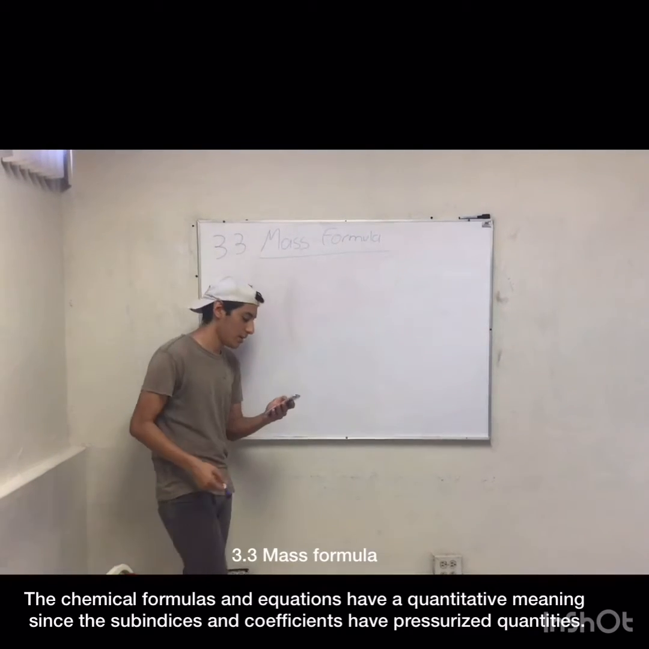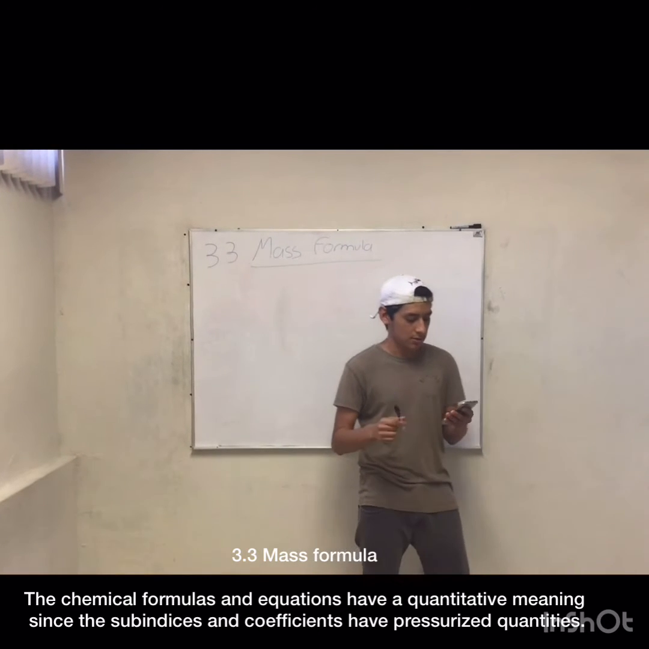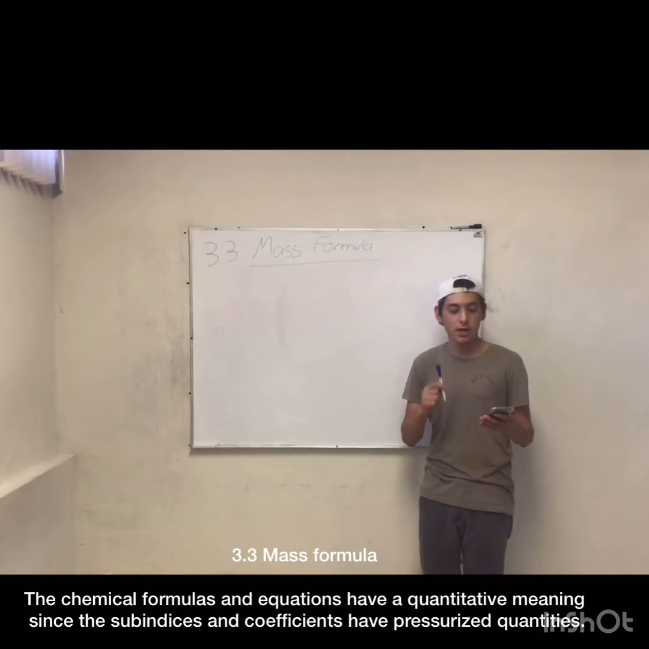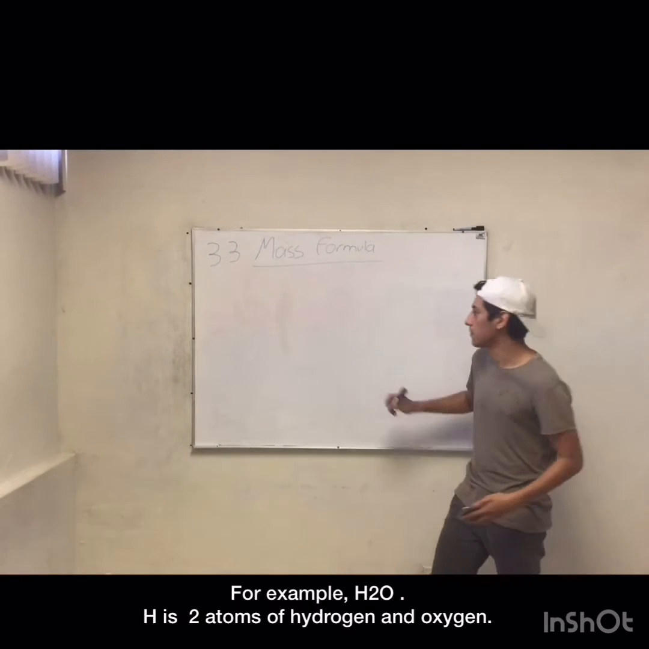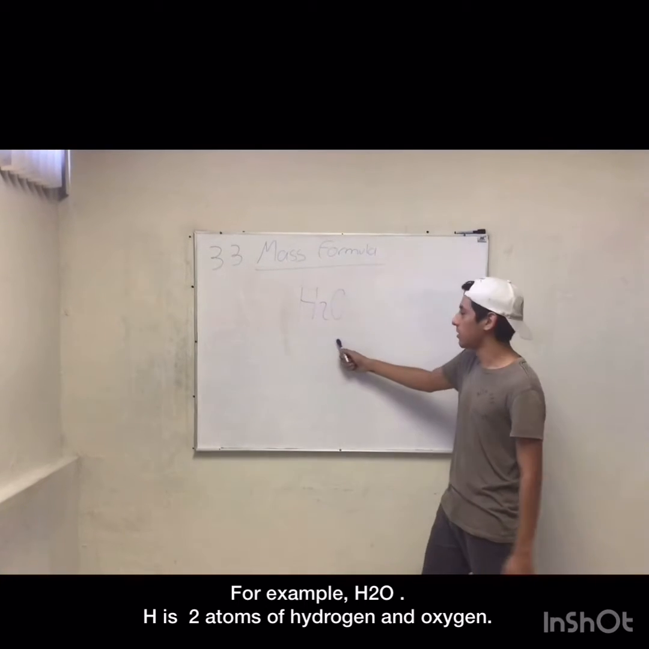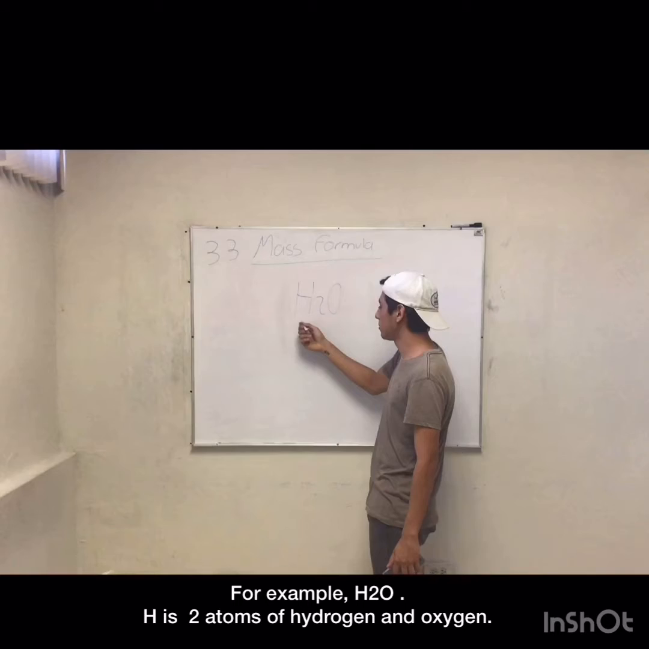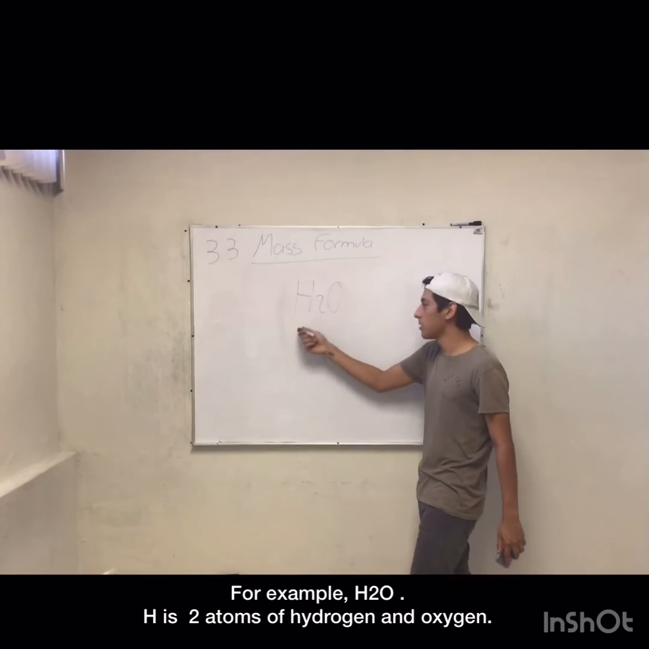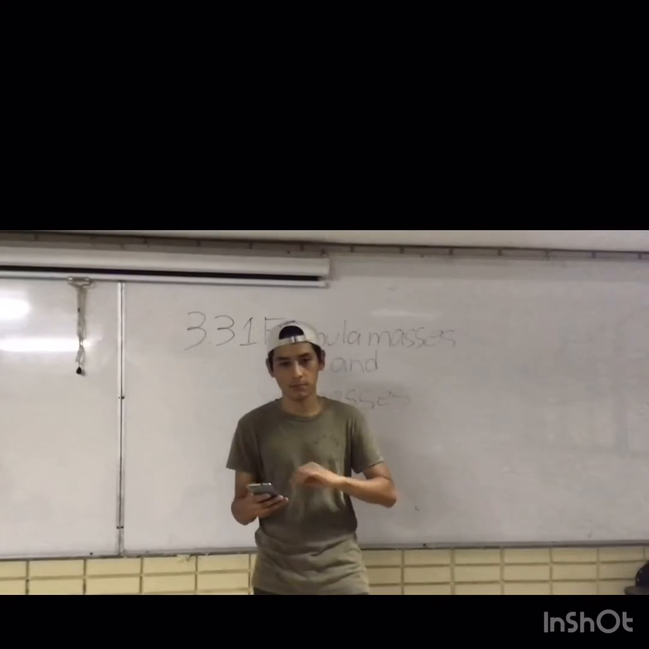3.3 Mass formula. The chemical formulas and equations have a quantitative meaning, since the subscripts and coefficients represent quantities. For example, H2O: for H, it's two hydrogen atoms, and for O, it's one oxygen.